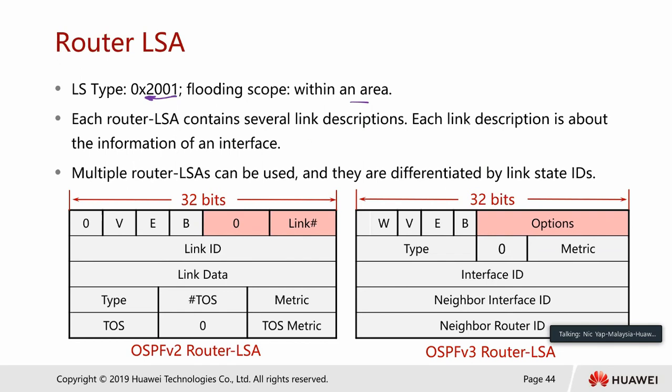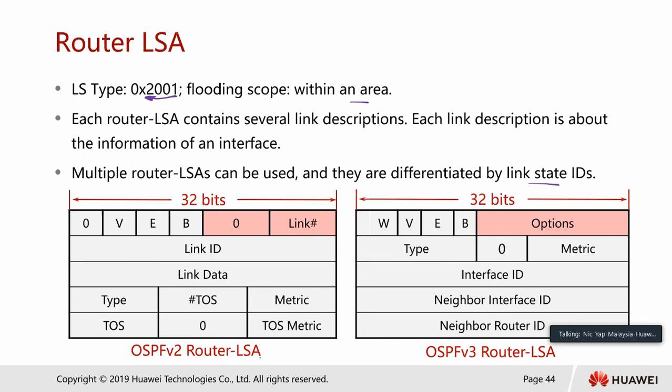Each router LSA contains several link descriptions. Each link description is about the information of the interface. Multiple router LSAs can be used and they are differentiated by the link state IDs. You can have a lot of different router LSAs, but this router LSA is just to inform you how the topology is being formed.